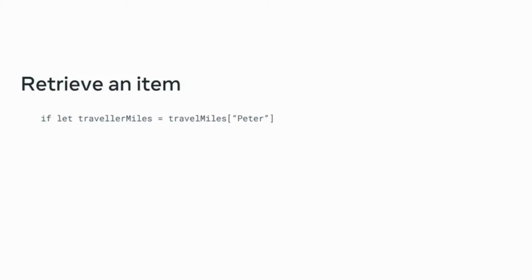To prevent this from happening, you start your code with an if let. So, you have if let, then you declare a variable, traveller miles, equal, travel miles, and Peter in quotes and within square brackets. This code assigns the traveller miles variable the number of miles Peter has, 400. If you try to retrieve the number of miles of a traveller that does not exist in the dictionary, the if-let prevents an error from happening, and the traveller miles variable receives the value of nil.